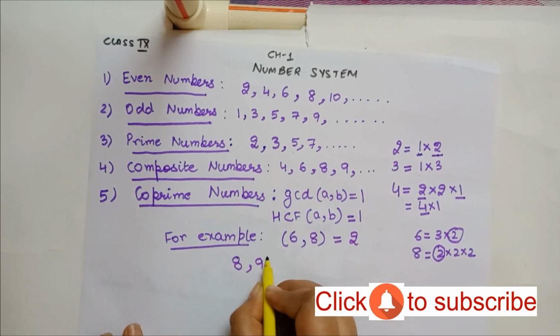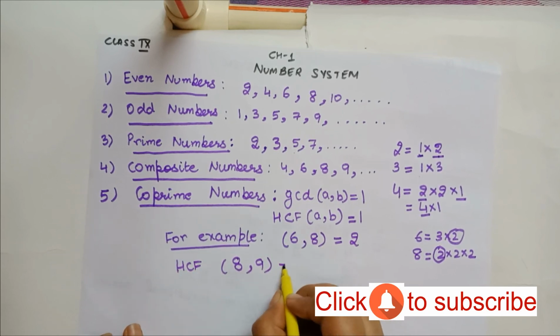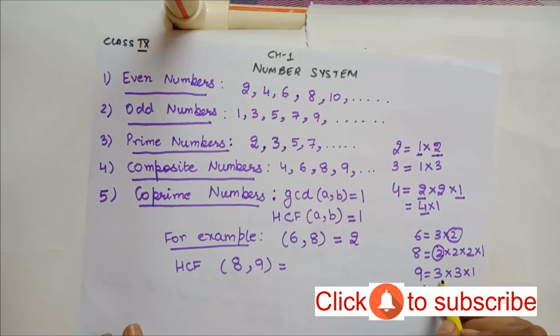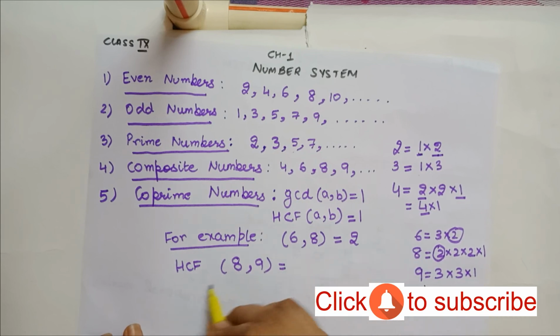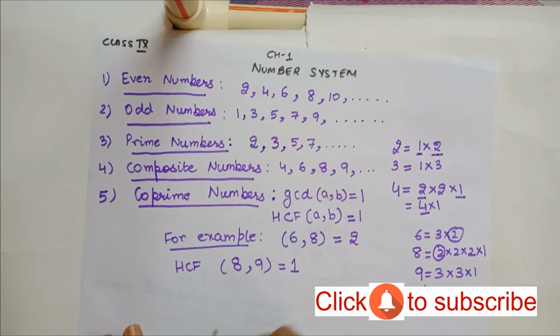Now let's take HCF of 8 and 9. 8 is 2 into 2 into 2 into 1, while 9 is equal to 3 into 3 into 1. Therefore there is nothing common between them except 1. So highest common factor of 8 and 9 is 1. Please observe that 8 and 9 are not prime numbers, but their common factor is 1. Therefore they are called co-primes.